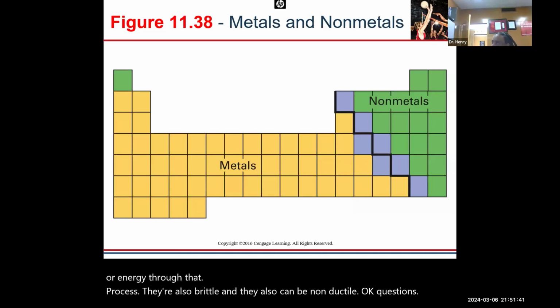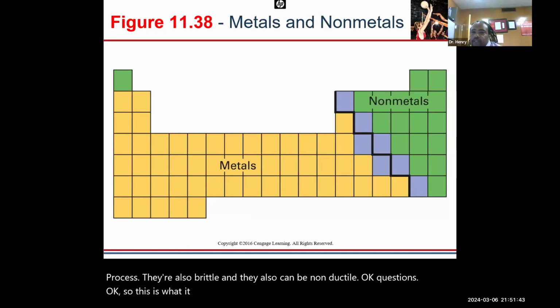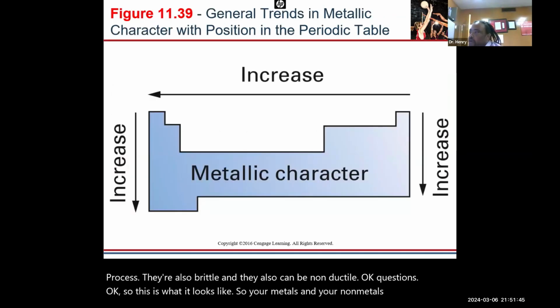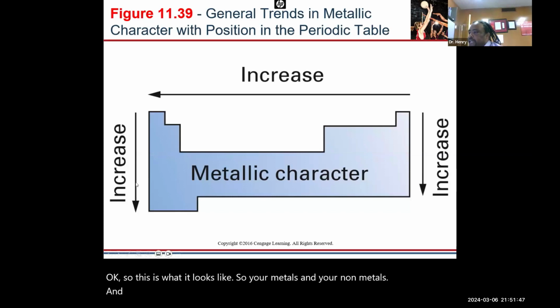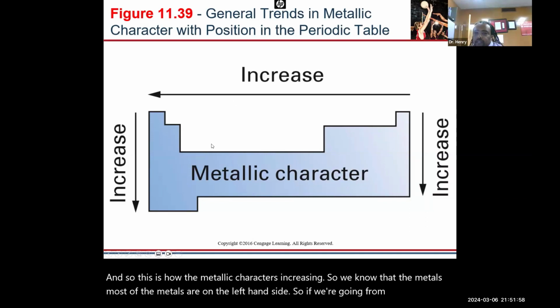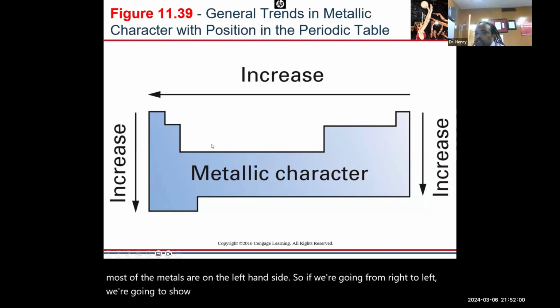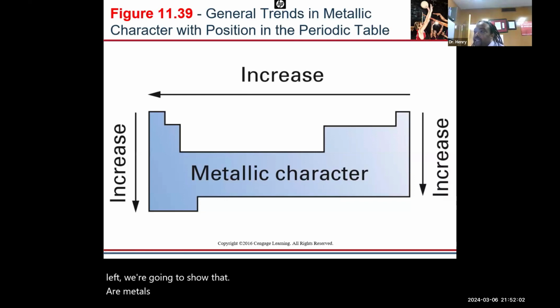Okay, so this is what it looks like. So your metals and your nonmetals. And this is how the metallic character is increasing. We know that most of the metals are on the left-hand side. So if we're going from right to left, are the metals going to be more metallic as we move from right to left?